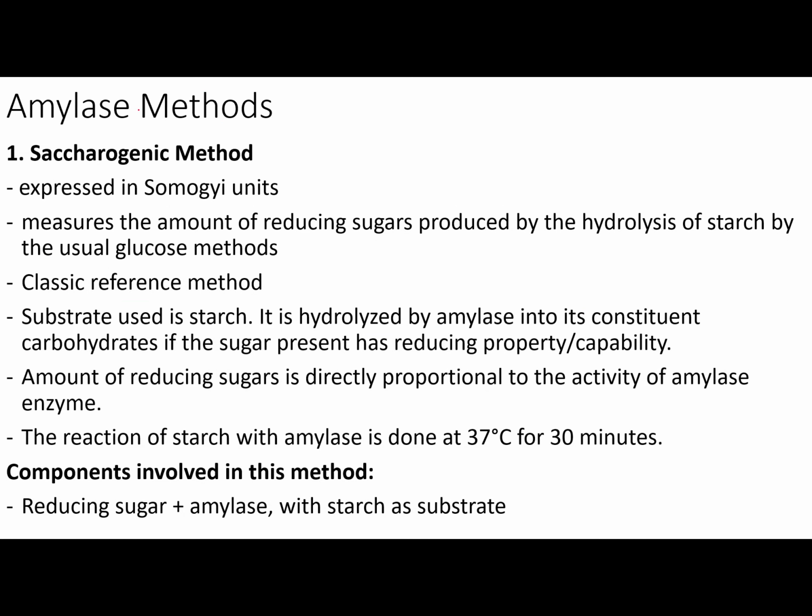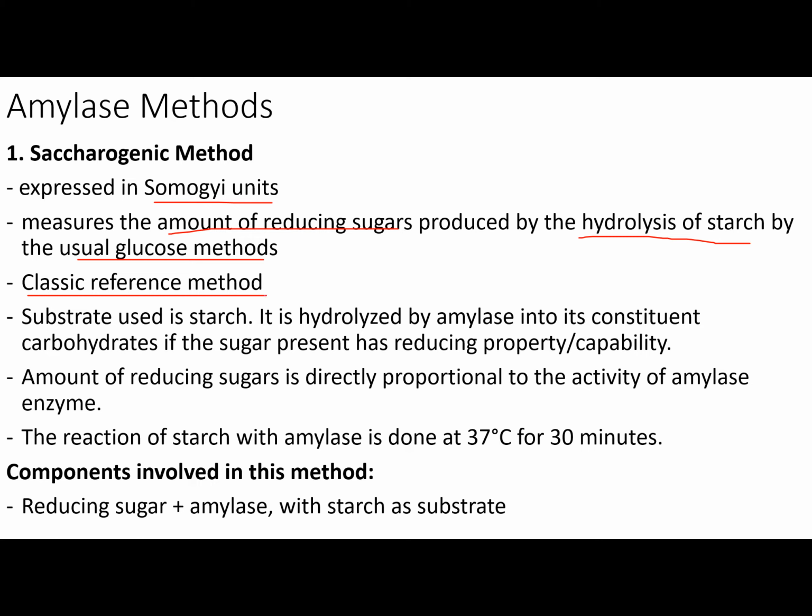Now let's go to the amylase method. Under the amylase method, we have the saccharogenic method. This is expressed in some Mogi units. It measures the amount of reducing sugars produced by the hydrolysis of starch by the usual glucose method. So this saccharogenic method, class, measures the reducing sugars after the hydrolysis of starch.